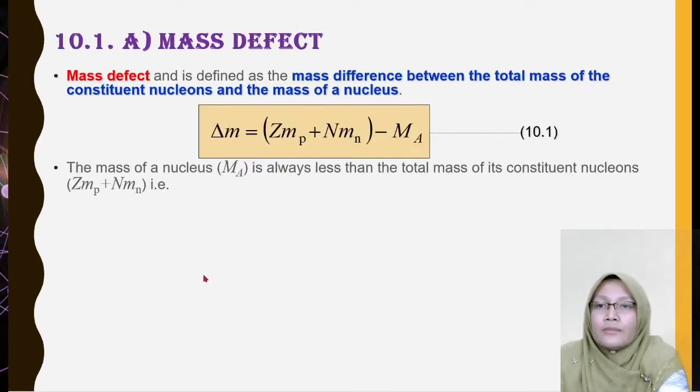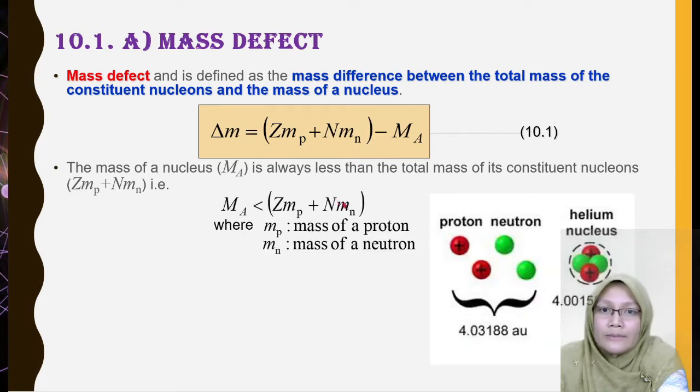Mass defect. Mass defect is defined as the mass difference between the total mass of the constituent nucleons and the mass of a nucleus. So delta M equals Z M_p plus N M_n minus M_A, where M_A is the mass of the nucleus. From the diagram, we can see the mass of its individual constituents, 2 protons and 2 neutrons.